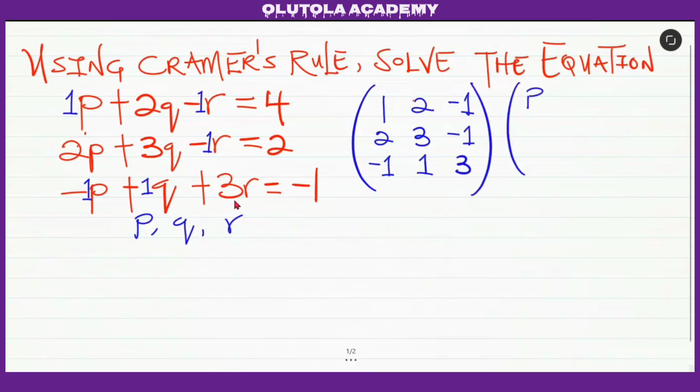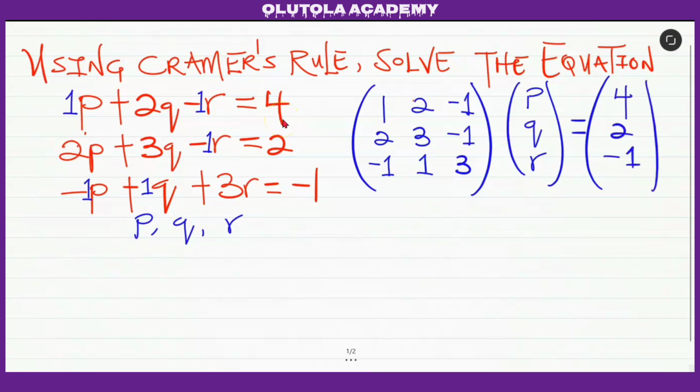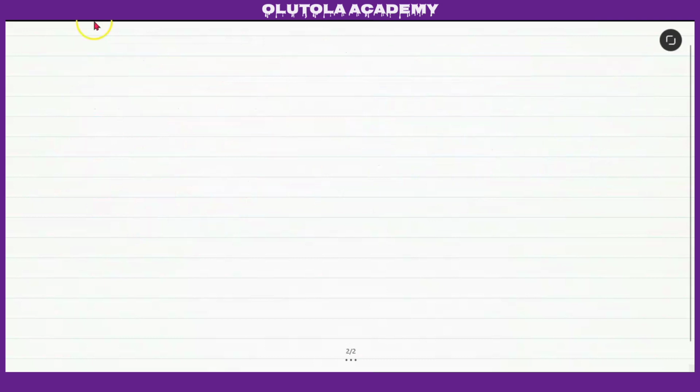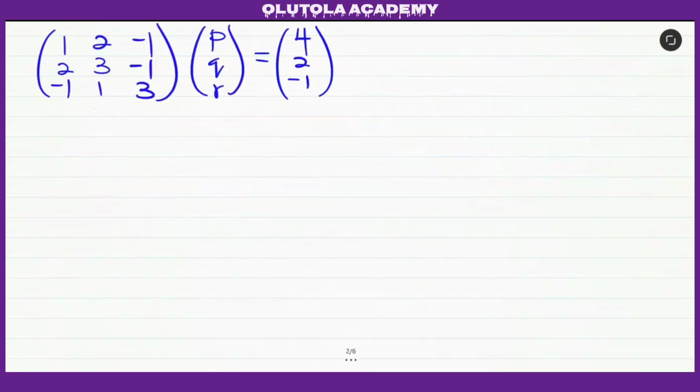And the unknowns P, Q, R equals the constants, the right hand side of the equation, we have 4, 2, and -1. But the focus will be on the coefficient matrix. So I have the coefficient matrix now. Step 1 is to find the coefficient matrix, which I have gotten here. This is the coefficient matrix.